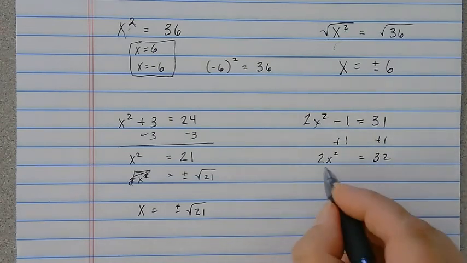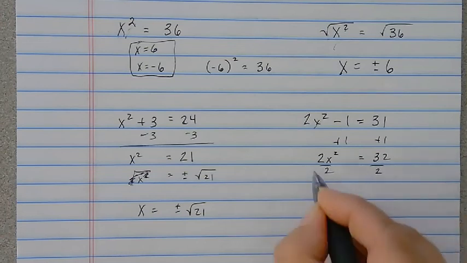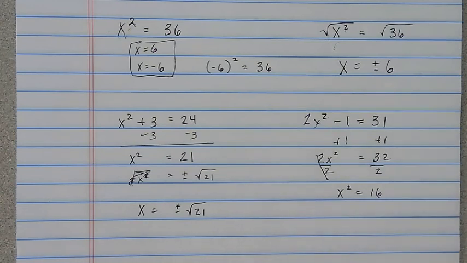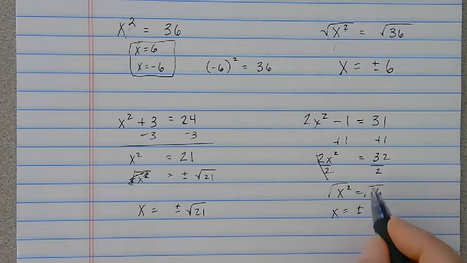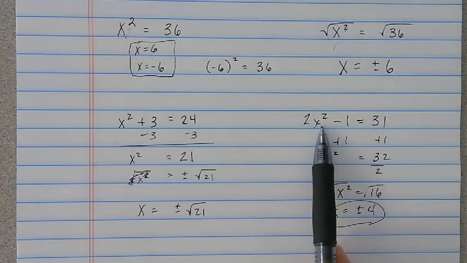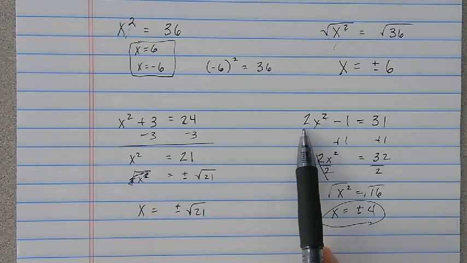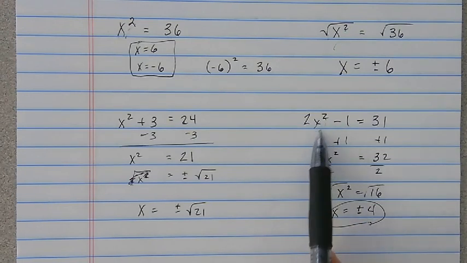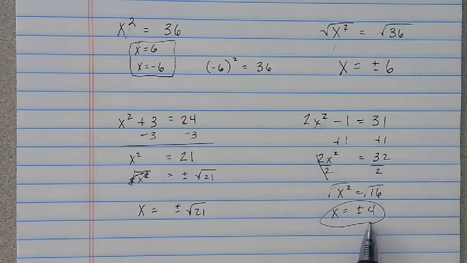Then to get x by itself, I'm going to divide both sides by 2. So I get x squared equals 16. And now, to undo the square, I'm going to square root both sides. So I get x equals, and remember when we square root both sides, we get plus or minus. And then the square root of 16 is 4. So this means that I could go back up here and put 4. 4 squared is 16. 16 times 2 is 32. 32 minus 1 is 31. 4 works. Also, if I put negative 4 in here, it would work too. These are the only two numbers that make this statement a true statement.